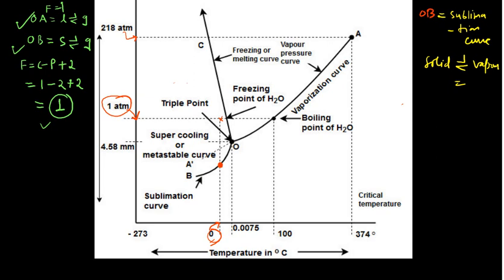Okay. So, now I have explained the two things, the curve OA, the vaporization curve, and the curve OB, that means the sublimation curve. These two things I have explained. So, let me tell you again the important thing. See this OB curve, I am repeating the thing actually. The curve OB represents the equilibrium between the ice and the vapor. And this is the sublimation curve.